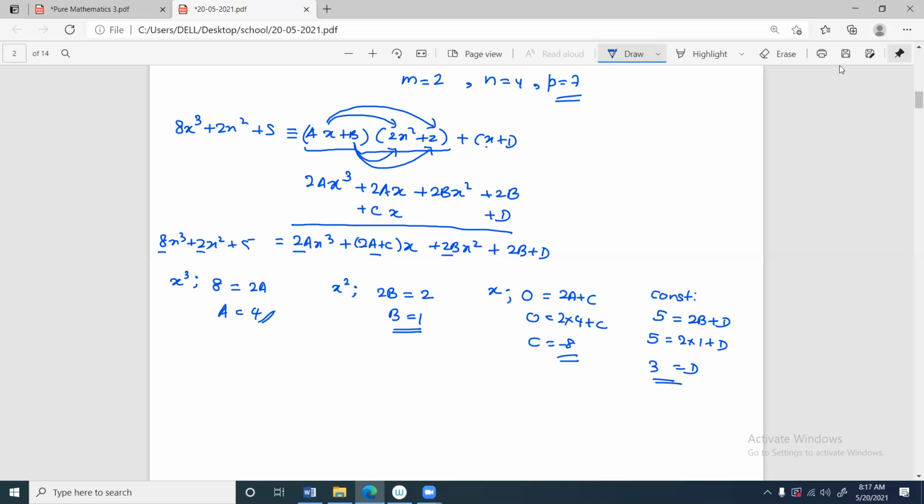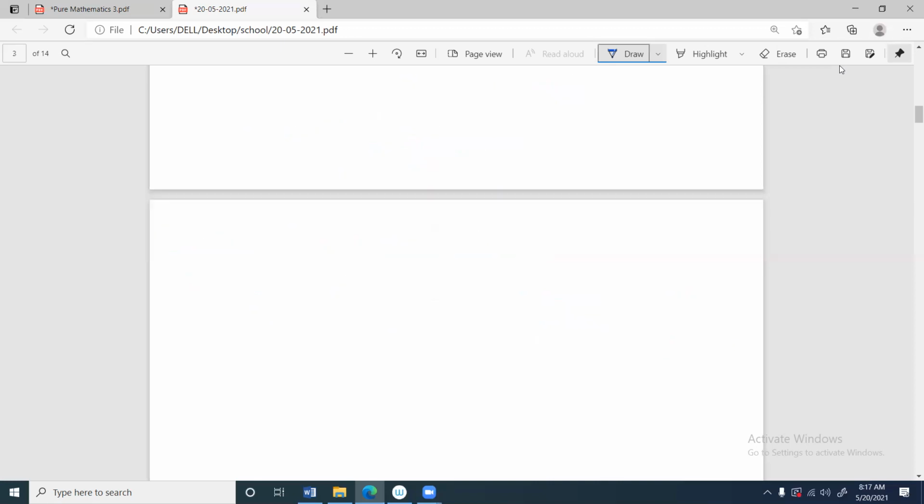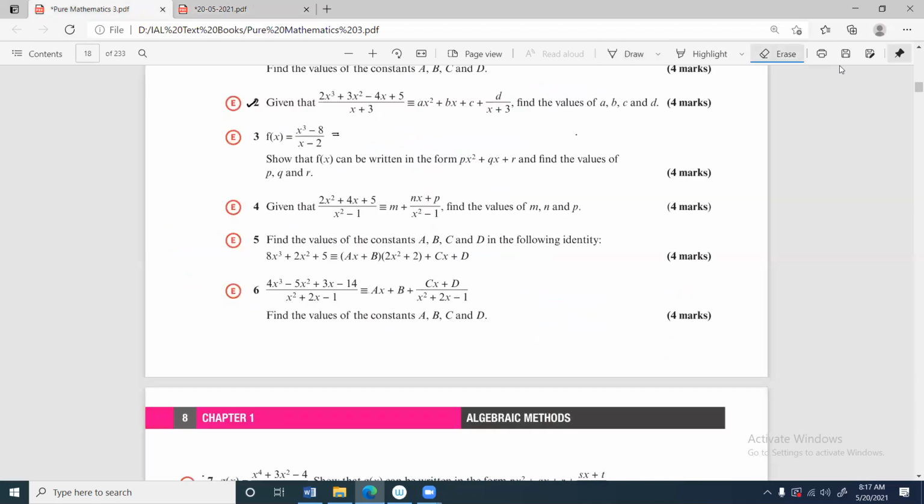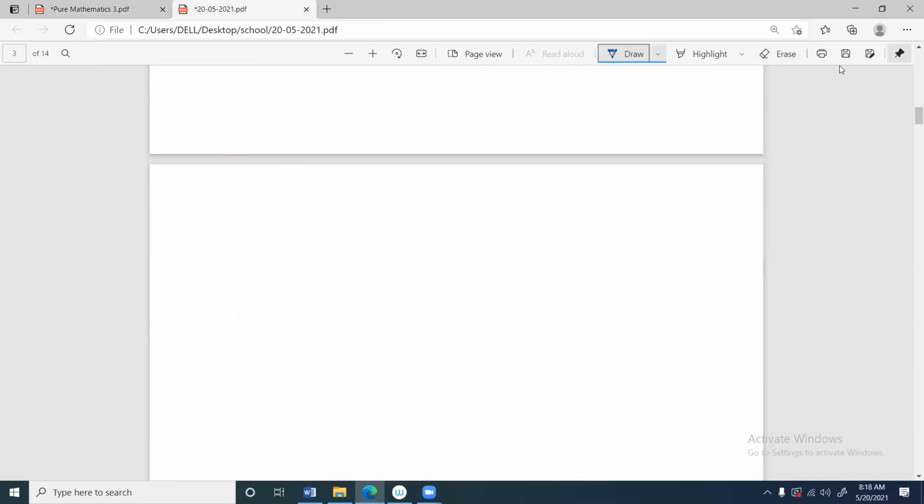Let's come to the next question. We have to do some revision work over here. How do you do this? Then we'll come to question number 6. The 6th question is just like this.